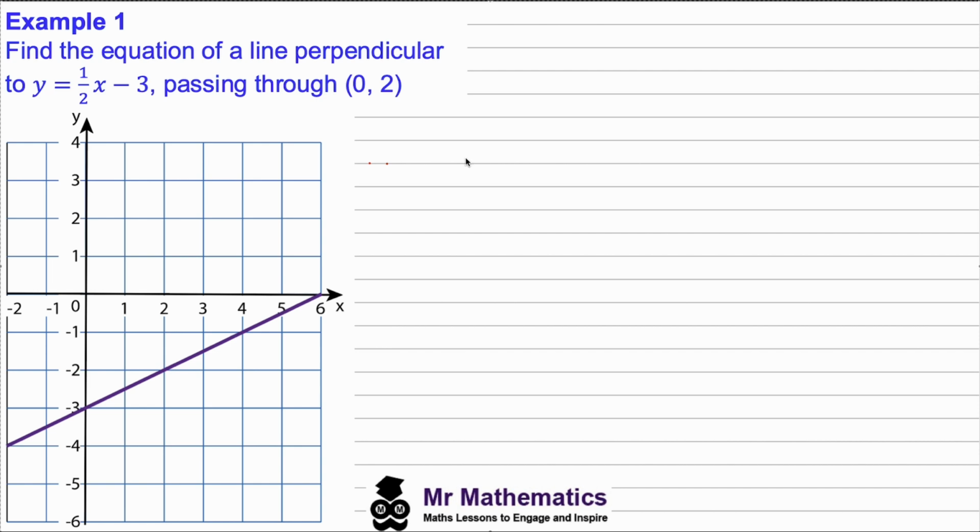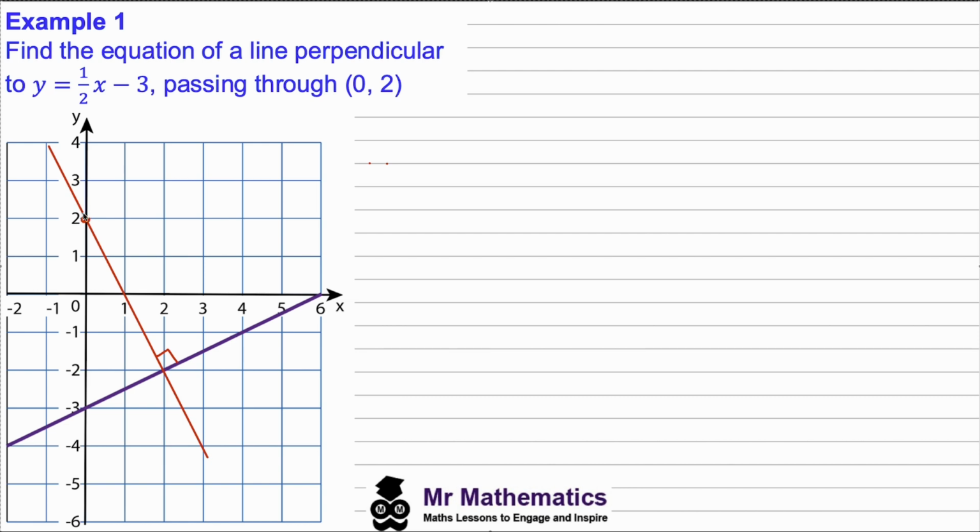Okay, so for example 1, we've been asked to find the equation of a line that is perpendicular to the line y equals half x minus 3, which is what we have here. And the line passes through the point 0, 2. So if I mark this on my diagram, the line passes through this point and is perpendicular, so it passes through the purple line at 90 degrees. If we sketch this, it will look something like this, okay? And you can see the angle between the red line and the purple line is 90 degrees.